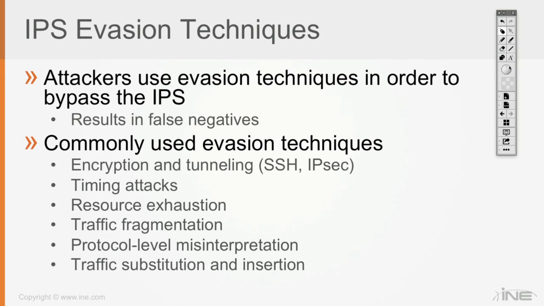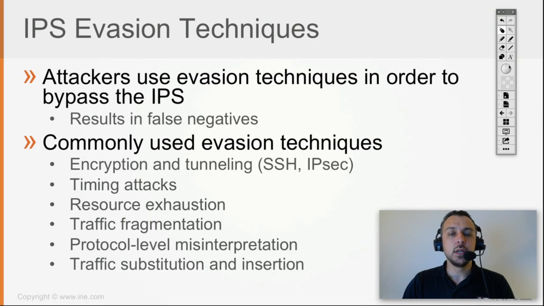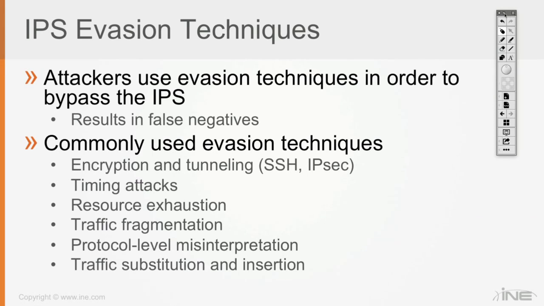Traffic fragmentation, which means that the attacker is going to send the attack fragmented. Protocol level misinterpretation or traffic substitution and insertion, both of them mean that the attacker is going to send malicious traffic, but at the application layer, at the payload layer, format that data in a non-standard format to try and fool the IPS. You can read more about it in the next URL I'm going to show you in a couple of moments. But of course, Cisco has a fix, let's say, a tool to bypass all of those known evasion techniques.